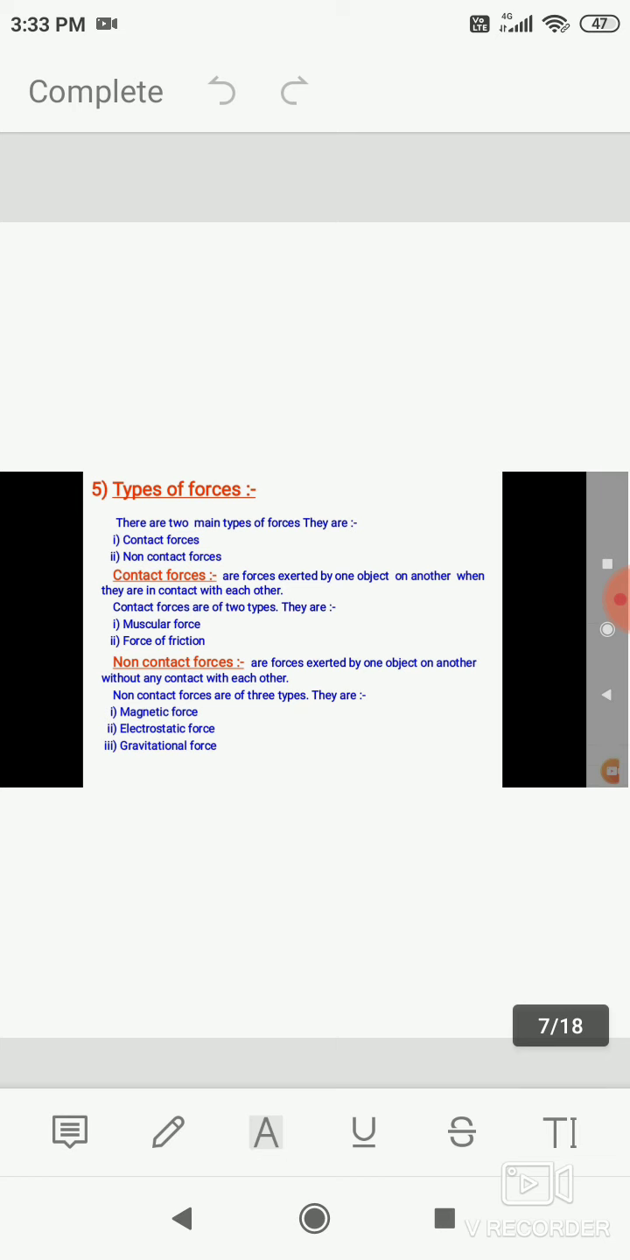Types of forces. Mainly there are two types of forces: contact forces and non-contact forces. Contact forces are further divided into two parts, that is muscular force and force of friction. And non-contact forces are divided into three parts: magnetic force, electrostatic force, and gravitational force. Contact forces are forces exerted by one object on another when they are in contact with each other. Non-contact forces are the forces exerted by one object on another without any contact with each other.